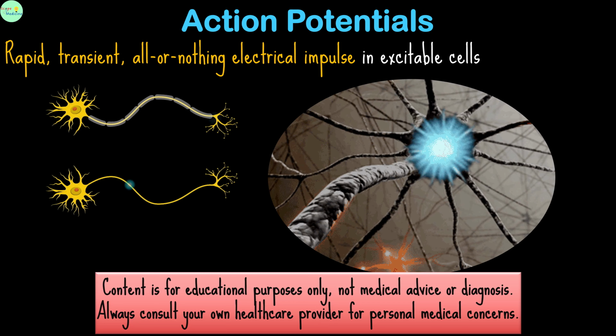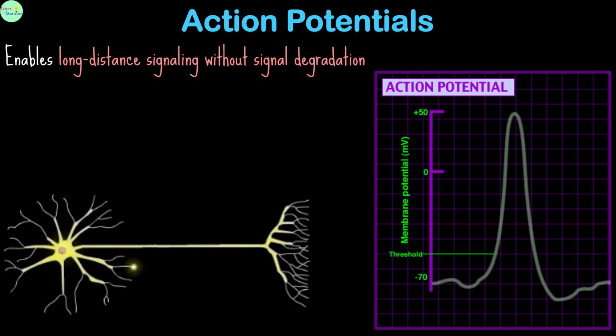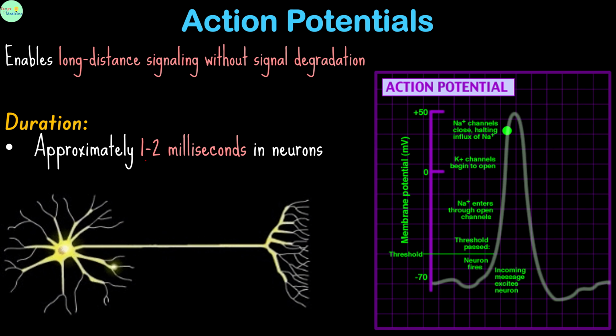An action potential is a rapid, transient, all-or-nothing electrical impulse that travels along the membrane of excitable cells, including neurons, muscle cells, and endocrine cells. It serves as the fundamental unit of cellular communication in the nervous system, enabling long-distance signaling without degradation of signal strength. The duration of an action potential in neurons is approximately 1 to 2 milliseconds.